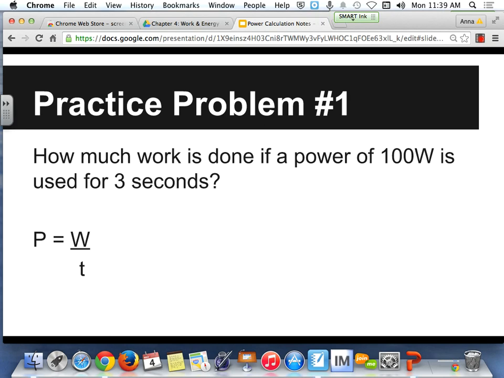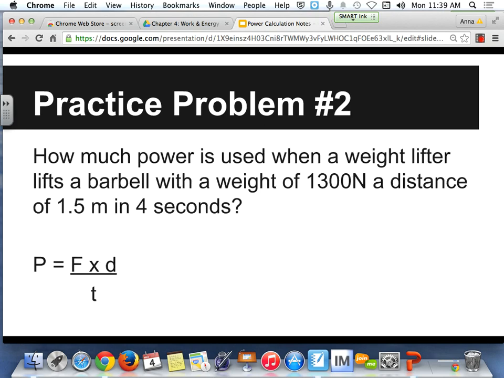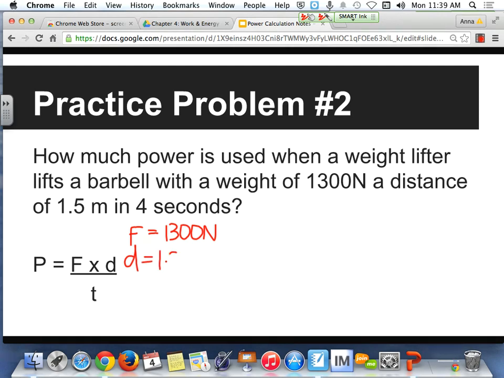Okay, next problem, a little bit more difficult. It's asking how much power is used when a weightlifter lifts a barbell with a weight of 1,300 newtons, a distance of 1.5 meters in 4 seconds. So we know that power equals work over time, but unfortunately we're not given a work. Work would be in joules. We're given a force and a distance, and so we'll calculate the work first and then divide it by the time. So our force is 1,300 newtons for a distance of 1.5 meters, and it takes the weightlifter 4 seconds.